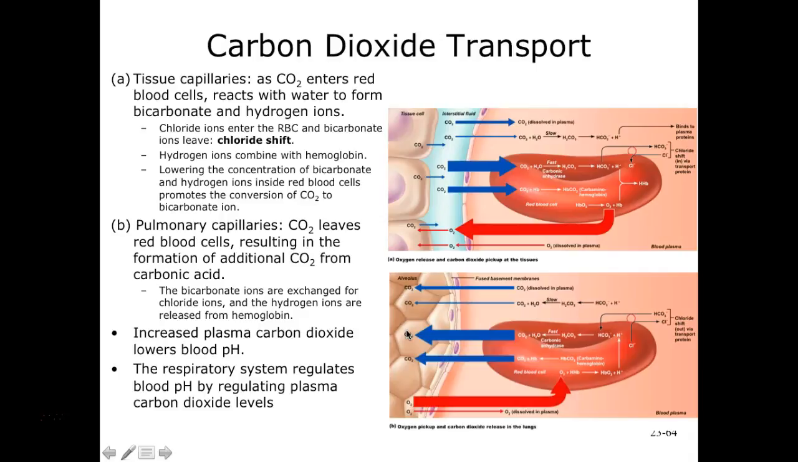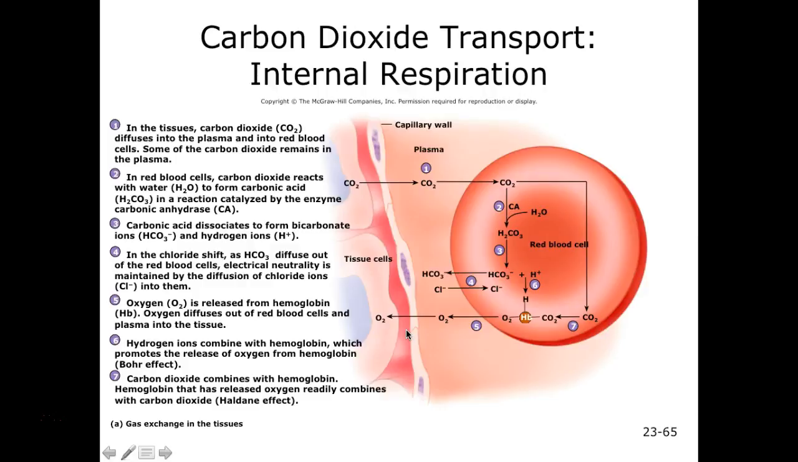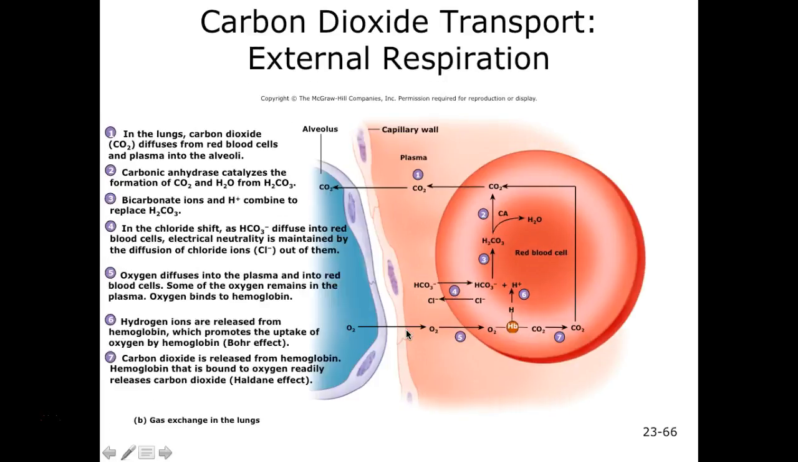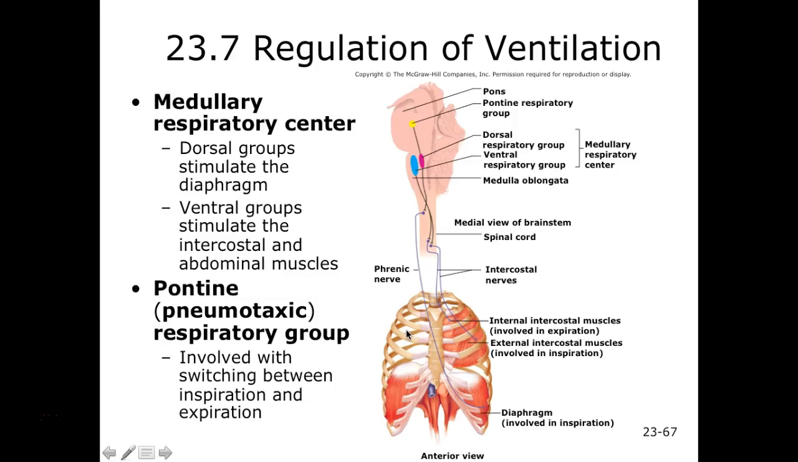So when we have increased plasma carbon dioxide, this is going to decrease our blood pH, and our respiratory system is going to regulate our blood pH by regulating the plasma carbon dioxide levels. So they kind of go hand in hand. This is an image depicting what we just talked about. I left these in because these are the ones that you have in your book. So I'm going to let you walk through this as a review of what we just talked about here on slide 64. So continue at your own pace.